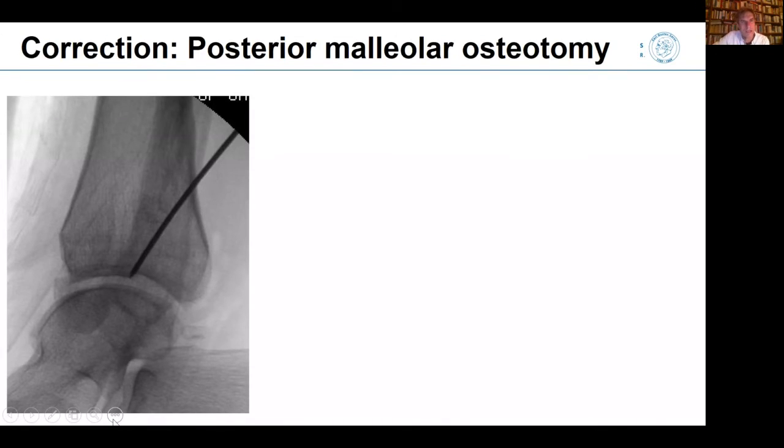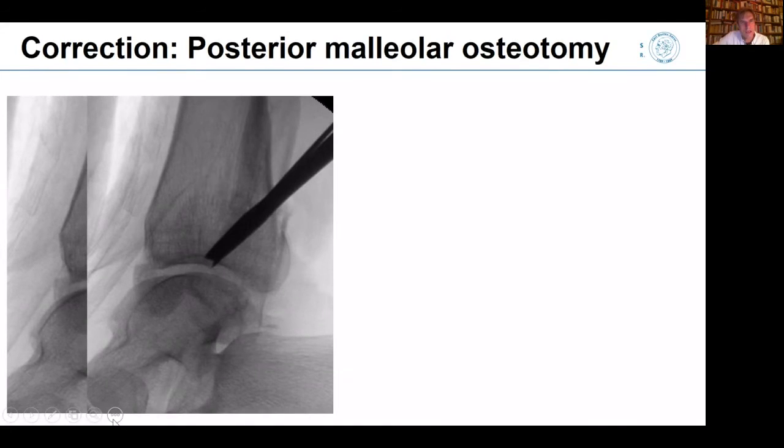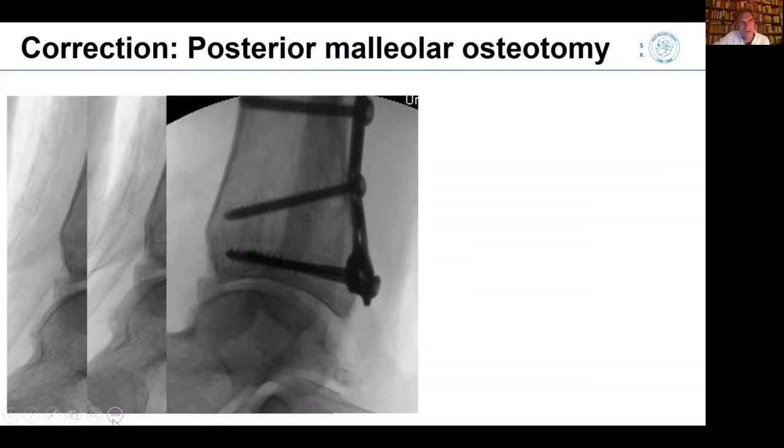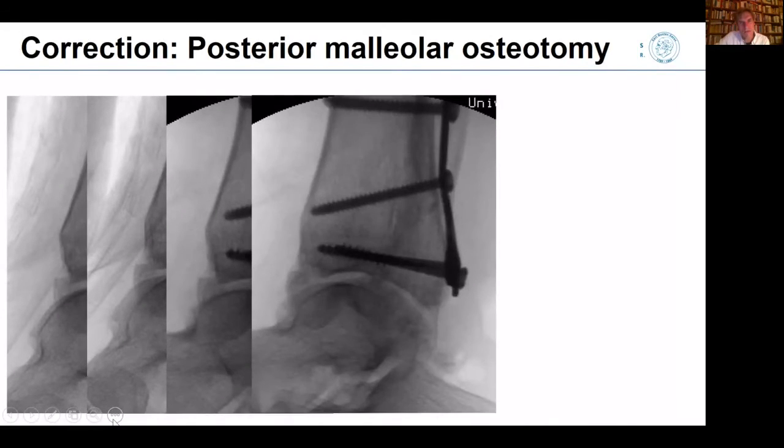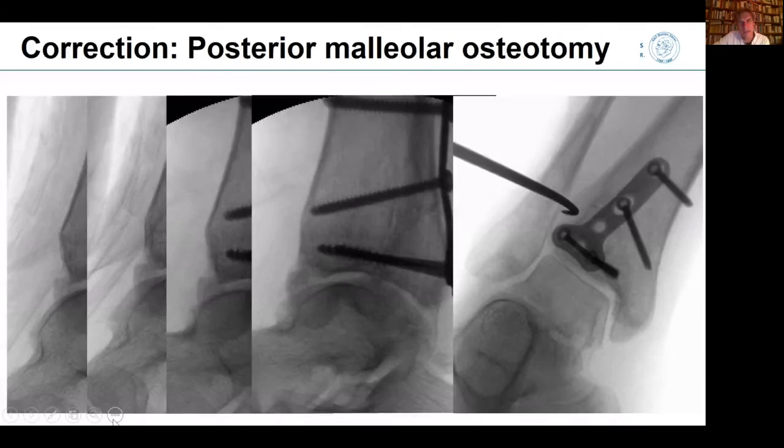You just put the K-wire in front of the side where you want the osteotomy, and then you work your way through with a chisel. Of course, you have to recreate that slightly curved former fracture, and then you bring it back. And of course, you have to turn the X-ray tube to really make sure that there's no tilting of that fragment. And then in the end, it's fixed.